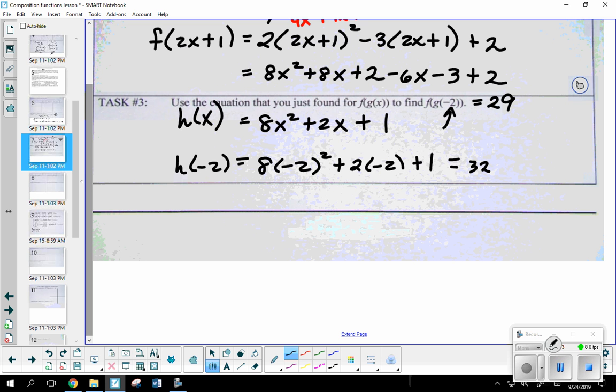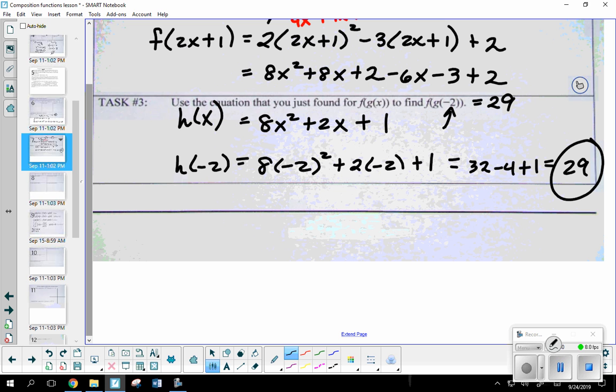32. Looks like we have a minus 4 and then plus 1, which does give me what? 29. Okay. So sometimes you may be asked to find an equation representing the composition. But whether you evaluate an input using the composition or the new equation, the outcome should still be the same. Any questions?